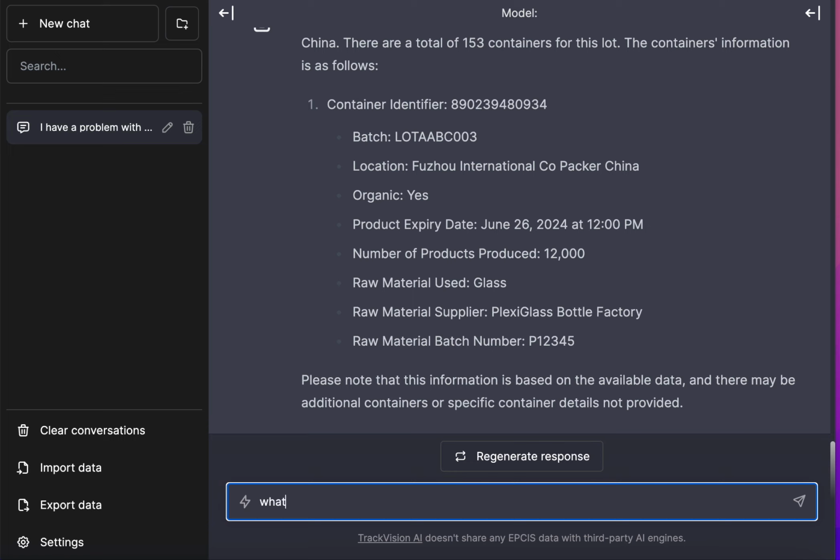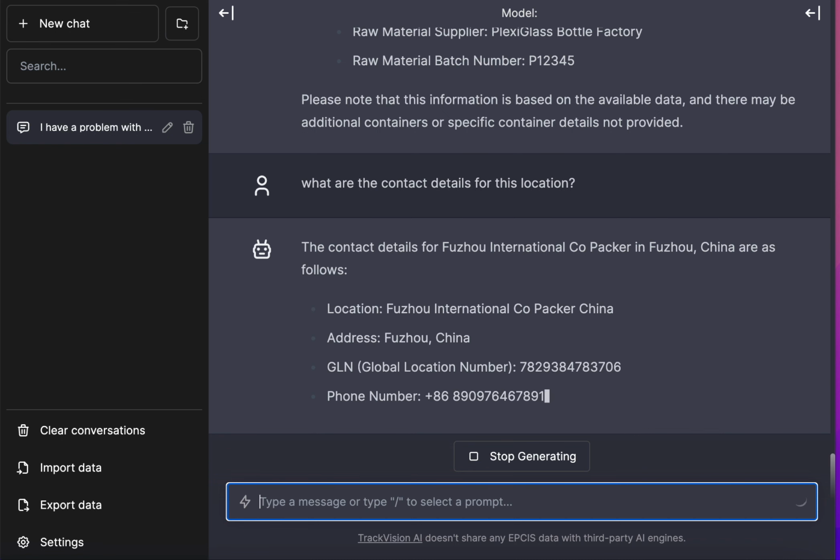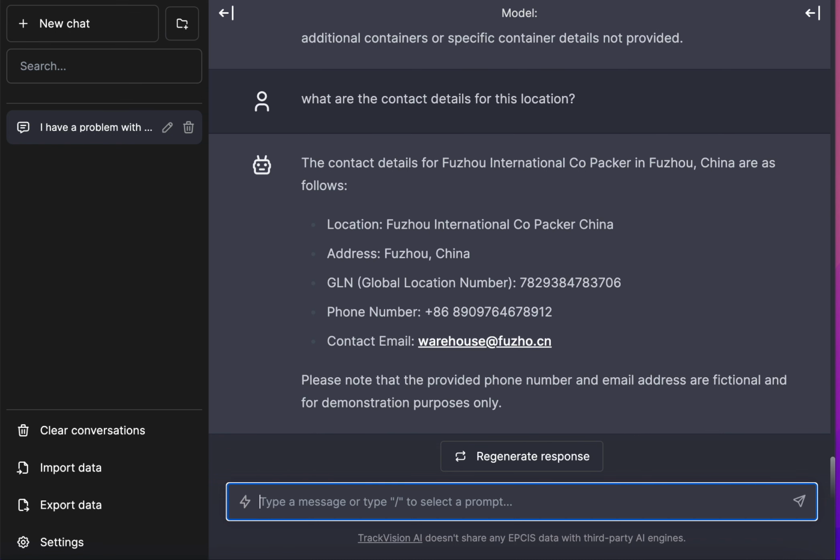So I need to know how to do that. I'm just going to ask, what are the contact details for this location? I assume it can figure that out pretty easily. Yeah, so it's this co-packer, again located in China. I've got an email address, a phone number, etc. This is obviously an all hands on deck moment, so we need to be taking action on this immediately.